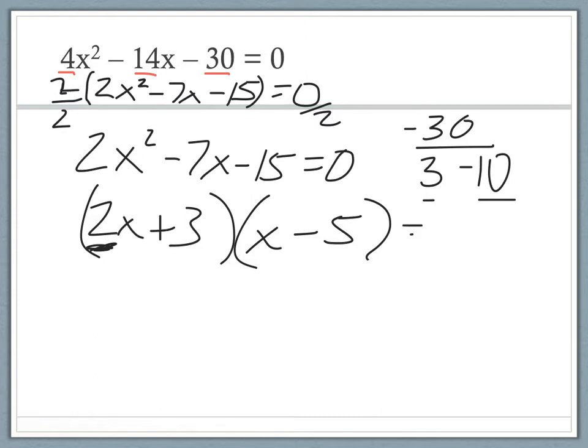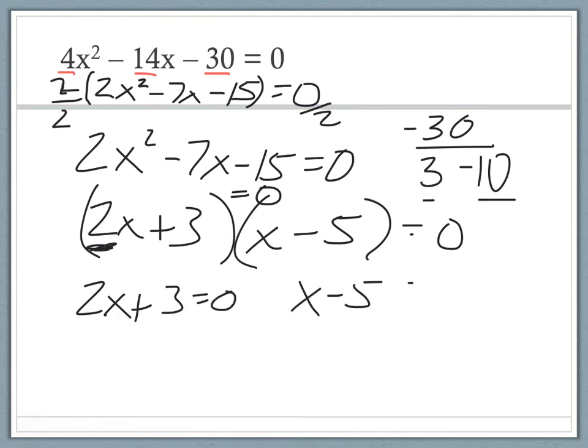And remember, I have to set these both equal to 0 now. Since it's equal to 0, since I'm solving, we need to set them equal to 0. So I have 2x plus 3 equals 0, and x minus 5 equals 0.